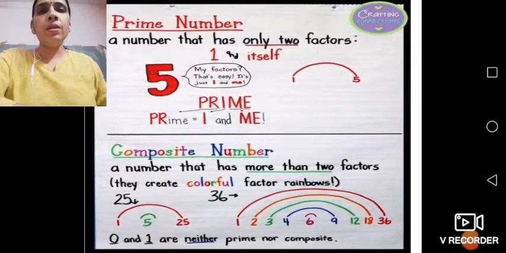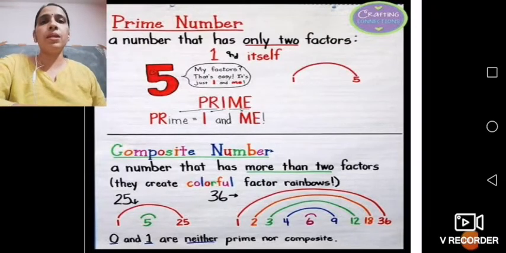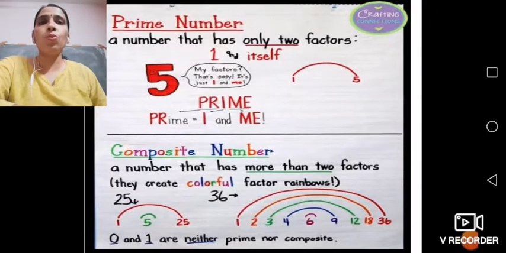Good morning children. Today we are going to do prime numbers and composite numbers. Let's see what are prime numbers. Prime numbers are those numbers which have only two factors. Prime numbers are those numbers that have only two factors, 1 and itself.